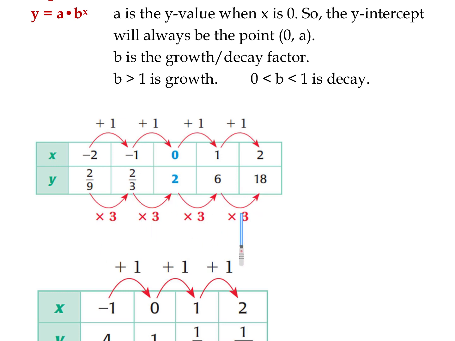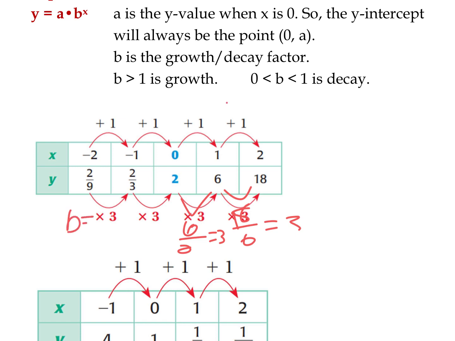If you're wondering how we figure out that we'd be multiplying by 3 if that wasn't given to us, well, you take a y value and divide by the y value before it. So if I do 18 over 6, that's 3. If I do 6 over 2, that's 3. So you can take a y value, divide by the y value before it, and you'll get the b value. So in this case, the b value is 3.